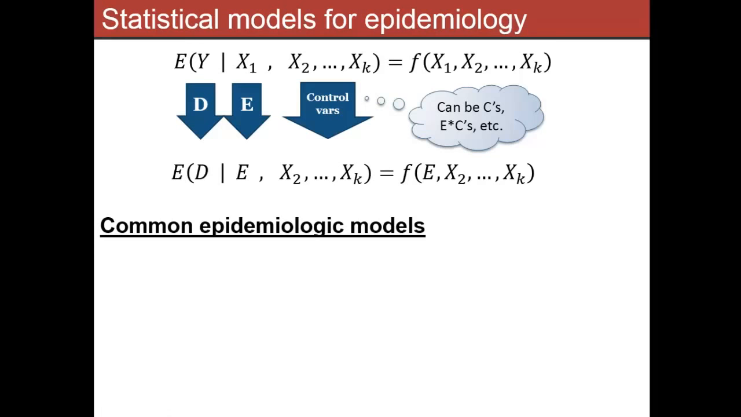We're looking at the expected value of disease given exposure and some other stuff that we want to control for. And this could be control variables. This could be interaction terms between the exposure and the confounding variables, the C variables. We're going to talk about these as effect modifier terms. We're going to go into all the other ways you might think about these control variables very soon. So we're not necessarily talking about X and Y. We really care about D and E.